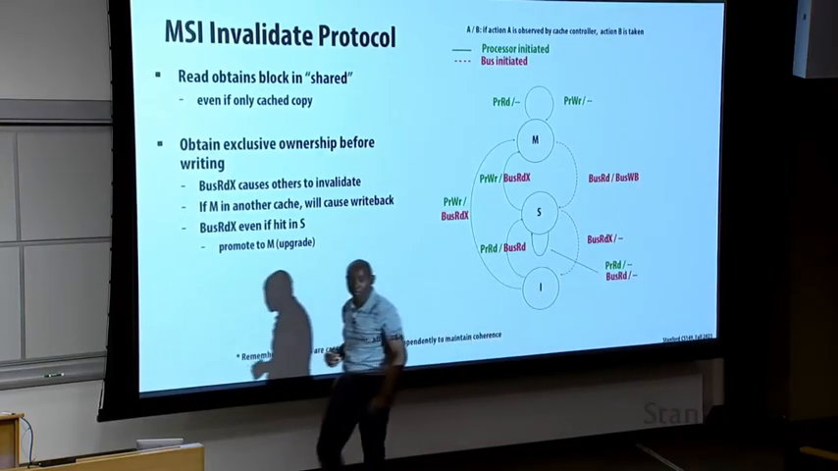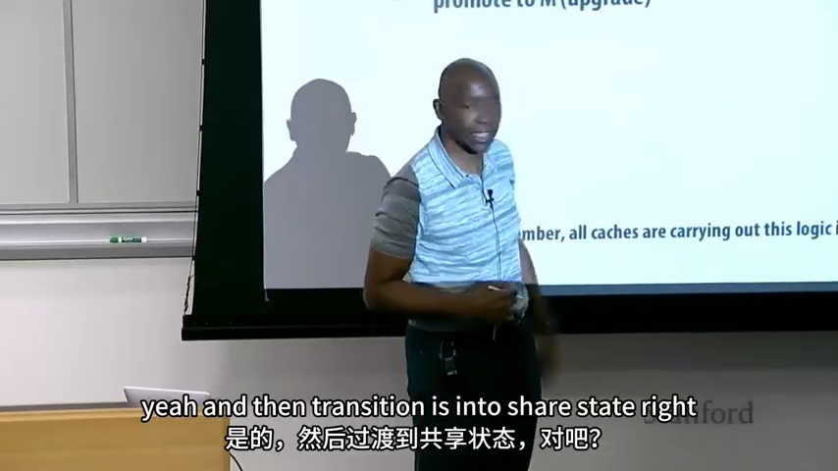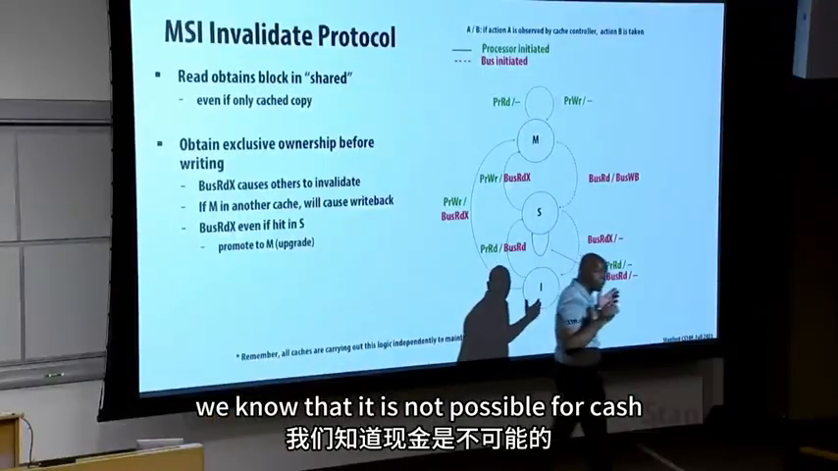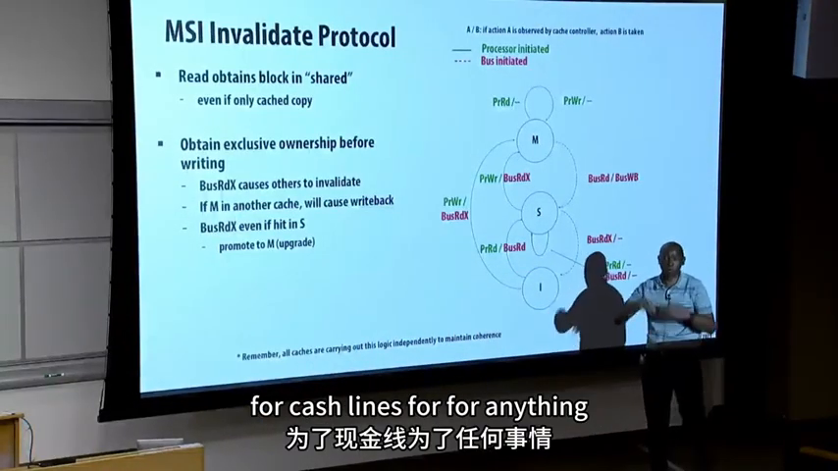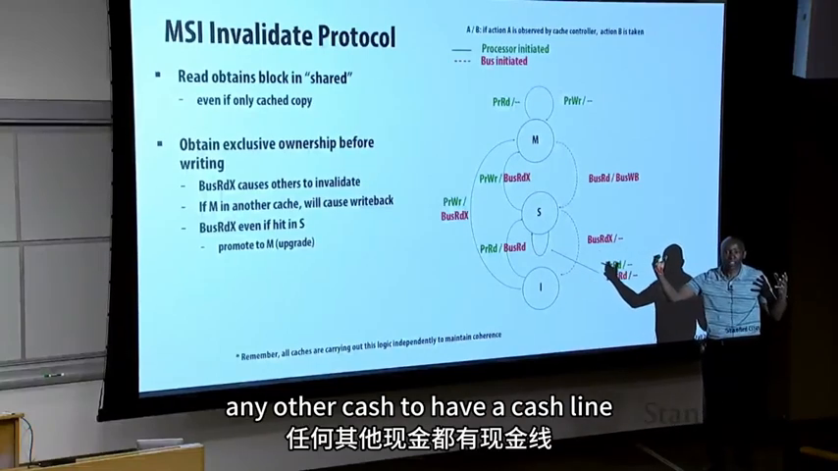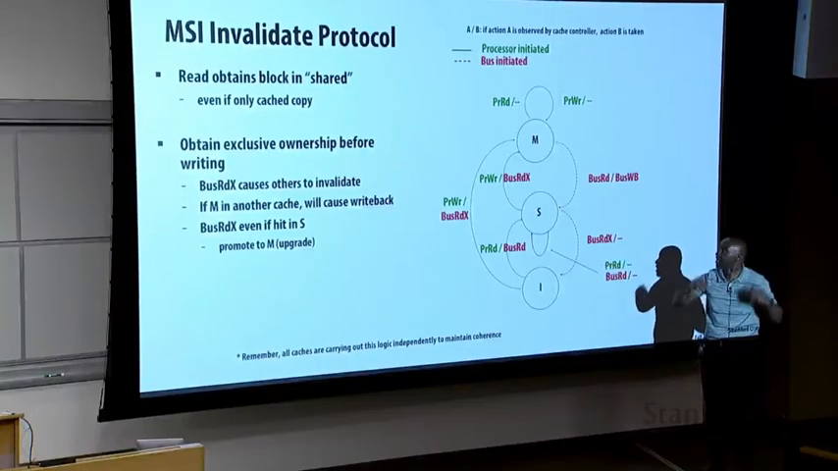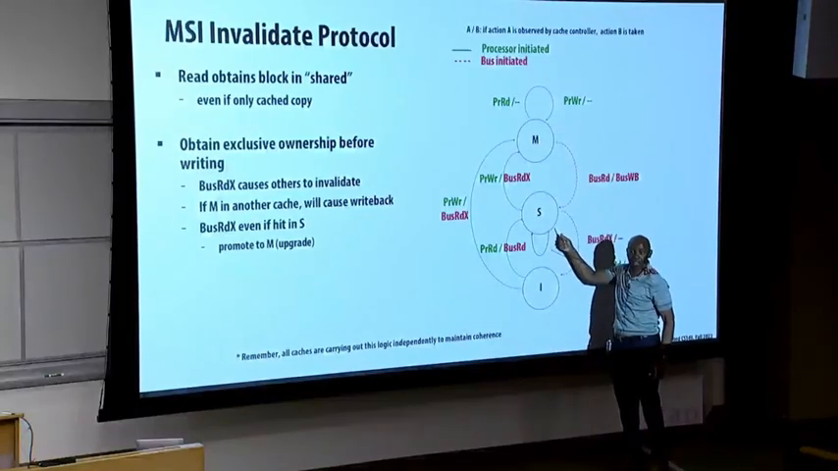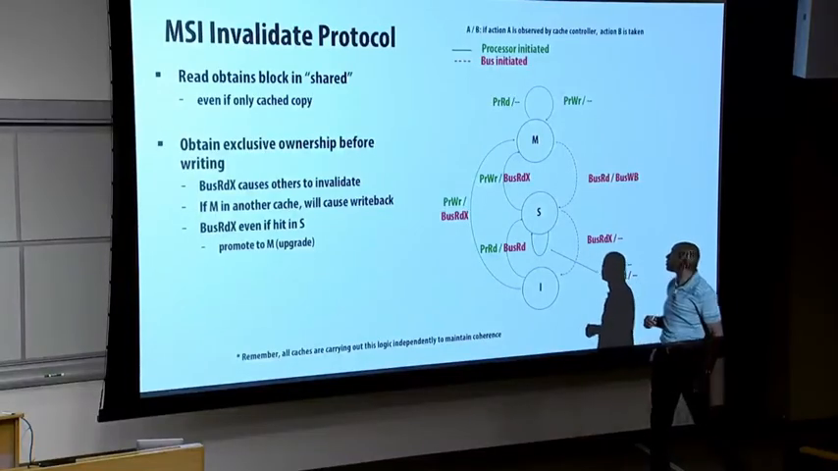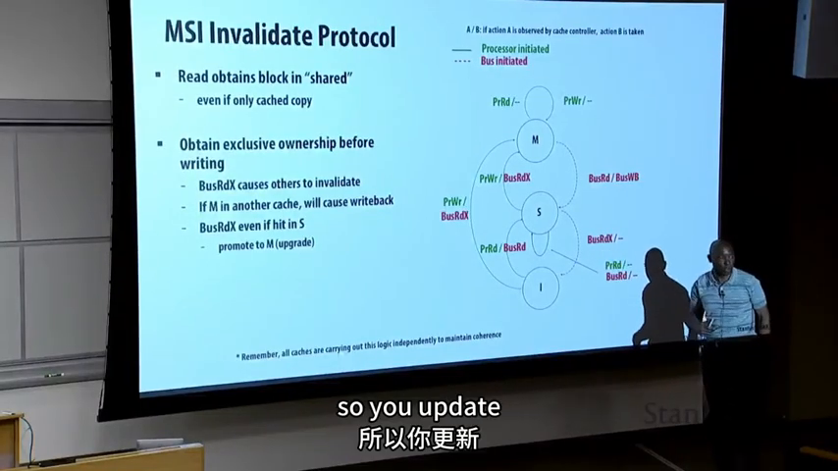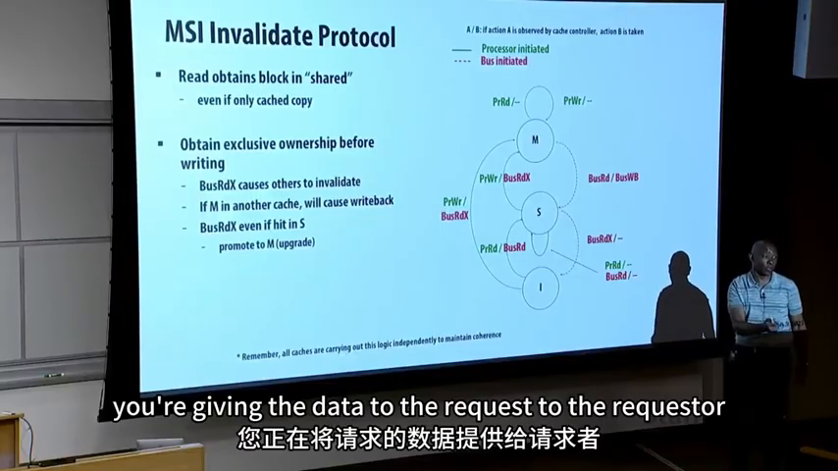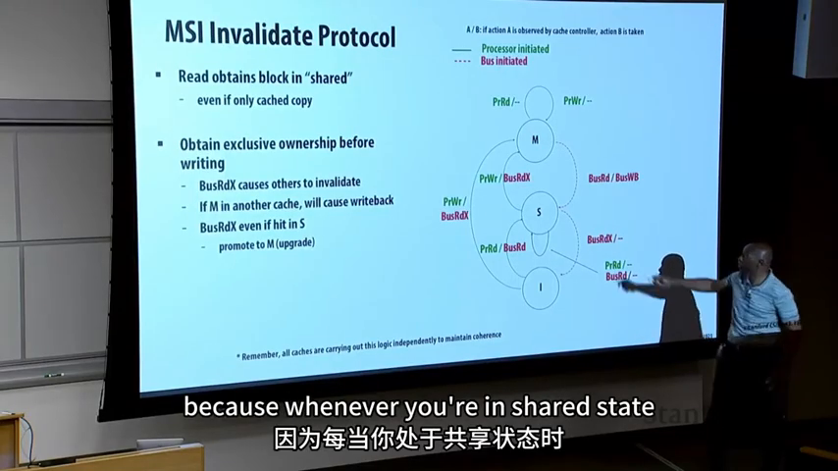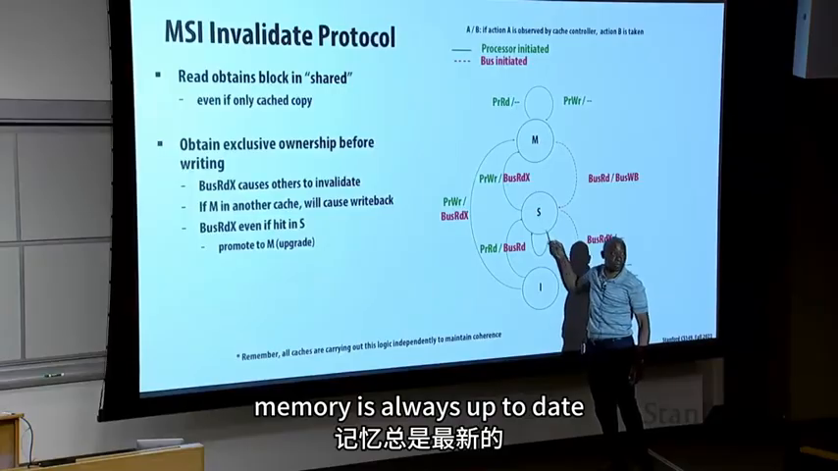And that also takes us back to shared state. Then we transition into shared state, right? Because we know it is not possible for any other cache to have a cache line in its cache if it's in modified state, so it's got to move to shared. And the write back is writing back to memory. Correct, right? You're giving the data to the requester, but you're also updating memory, because whenever you're in shared state, memory is always up to date.